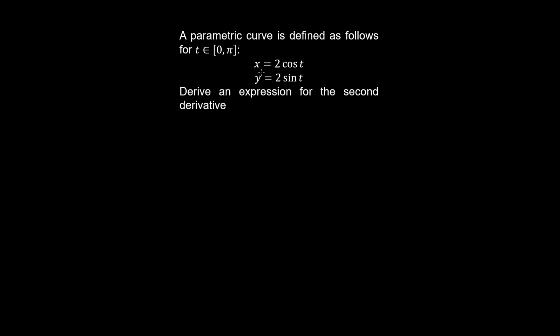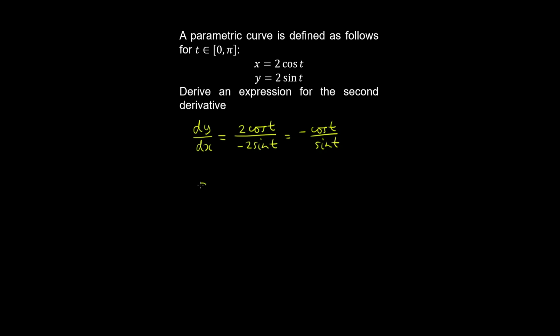Given these parametric equations, derive an expression for the second derivative. So recall that the first derivative dy dx is equal to dy dt on dx dt. So that gives minus cosine t on sine t.